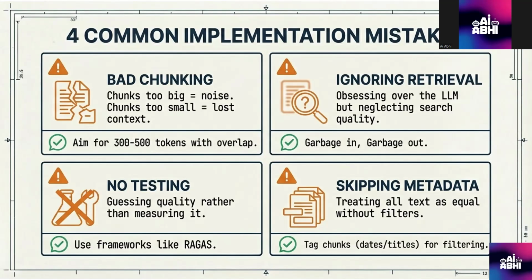Now, number four is skipping the metadata. Adding metadata to your chunks, like which document it came from, the date, and the section title, lets you filter results more precisely. It's a small thing that makes a huge difference because we can also find the audit trail, like from where the exact answer came and when.